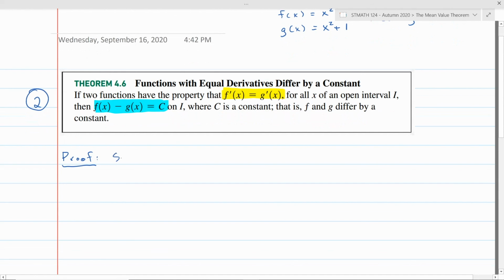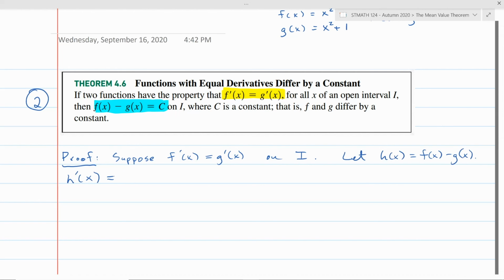So, suppose f prime of x equals g prime of x on this interval I. So let's let h of x equal f of x minus g of x. And then let's compute the derivative h prime of x. Well, we know both f and g are differentiable because their derivatives are equal to each other, so that must mean they're differentiable. So I can differentiate h, and it's just f prime of x minus g prime of x. But we just said that f prime and g prime are equal, so this must actually equal 0.